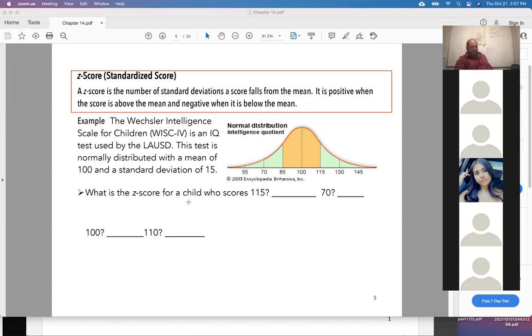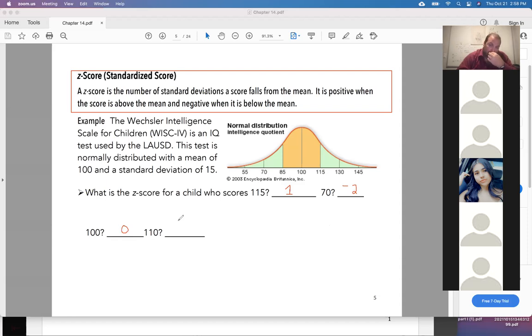The question is, what is the z-score for a child who scores 115? How many standard deviations are you above the mean if you score 115 in this example? One. You're one standard deviation above the mean. And if you score 70, how many deviations are you below the mean? Two. So -2 would be your z-score. And if you scored 100, how many deviations are you above the mean? 0.